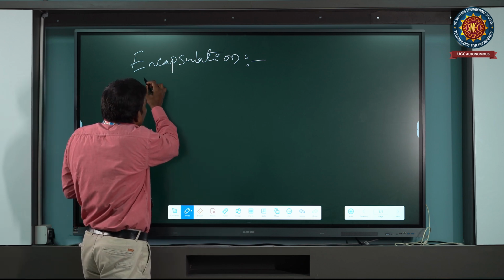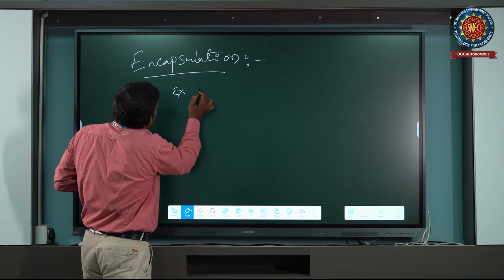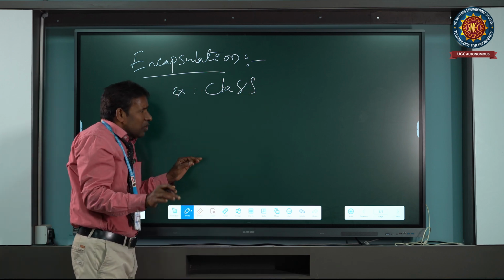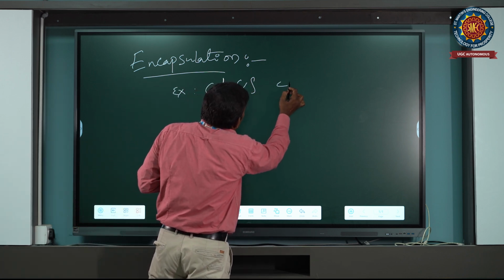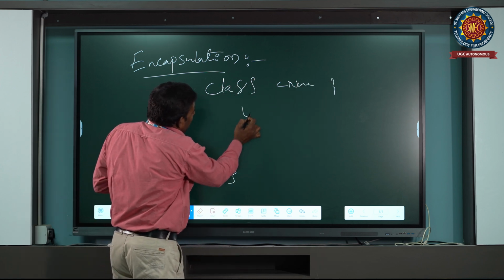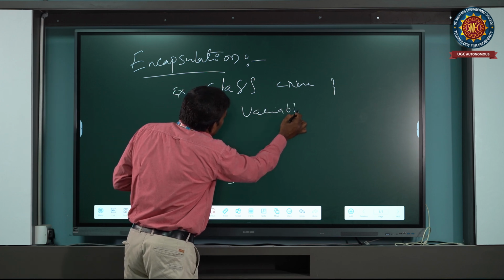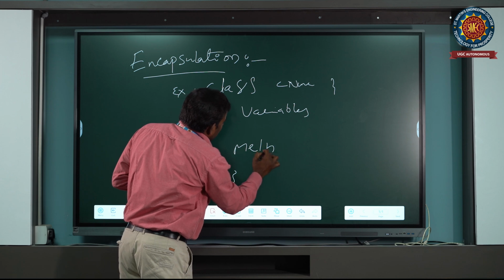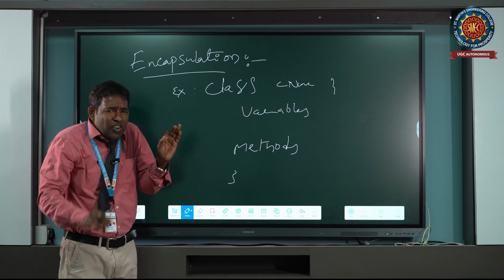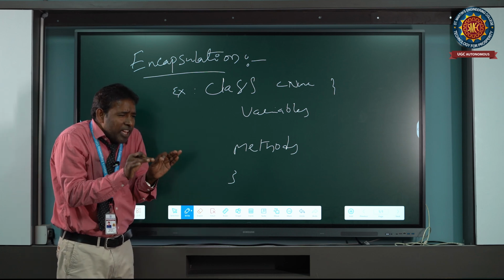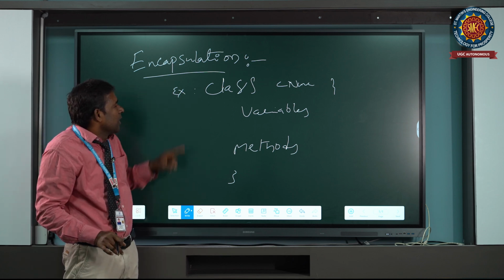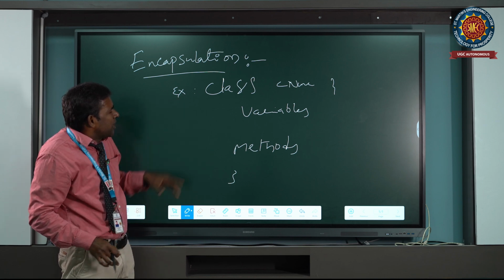What is the best example for encapsulation? The example is the class only. Why? Because in the class only we can keep the class name, open and close braces, and here we keep the variables and methods. Encapsulation is a process of combining the variables and methods, where we keep all the variables and methods in the class itself. It's called encapsulation.